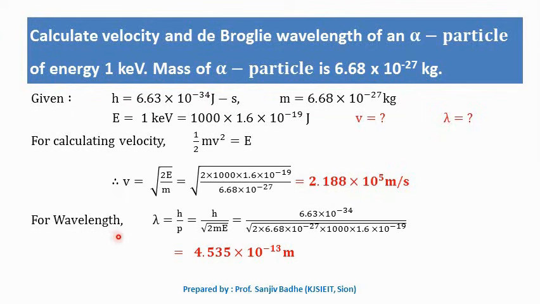And for calculating the wavelength, we will use the de Broglie relation. Lambda is equal to h upon p, that is equal to h upon square root of 2mE. So the energy is given as 1000 into 1.6 into 10 raised to minus 19. Mass is given, Planck's constant we know, so we can calculate the wavelength of the wave associated with the alpha particle, and the value obtained here is 4.535 into 10 raised to minus 13 meters.